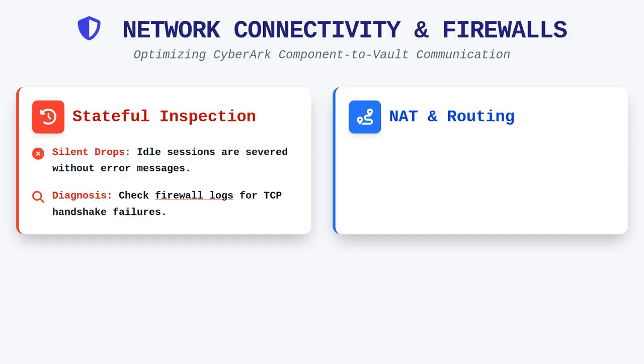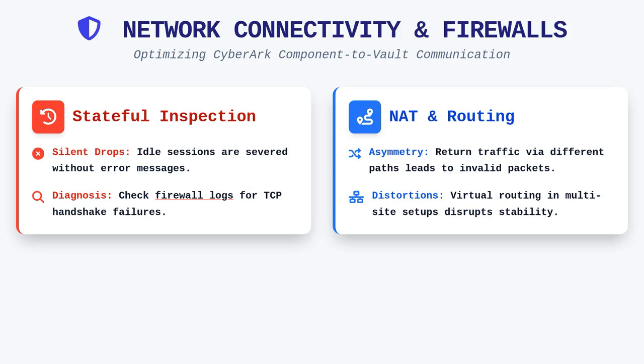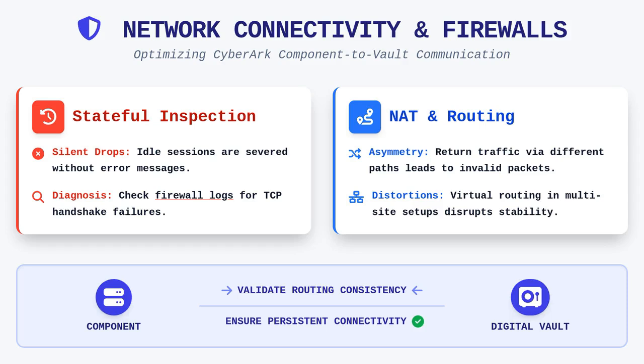You should also consider the impact of network address translation, or NAT, in multi-site deployments where virtual routing distortions can lead to asymmetrical routing patterns. If the return traffic from the vault reaches the component through a different path than the outbound request, the security devices along that path are likely to drop the packets as invalid. Validating the routing consistency across your multi-site infrastructure is foundational to ensuring that these persistent connections remain stable over long durations.